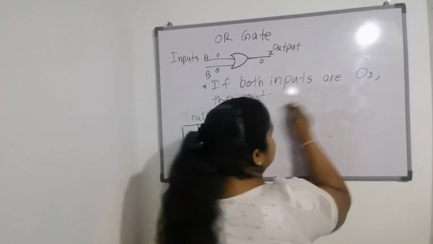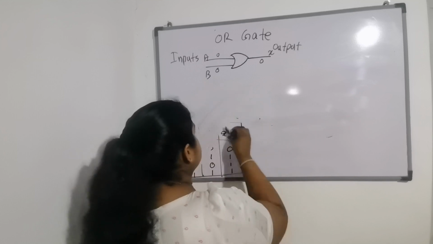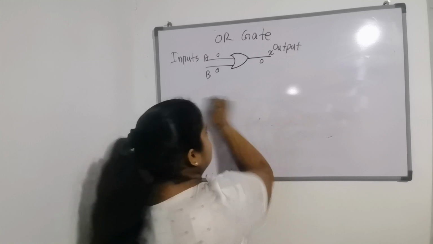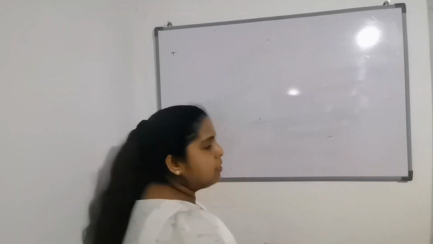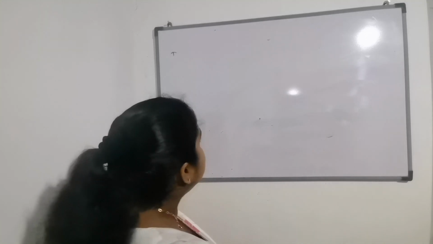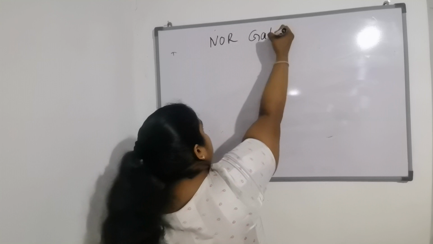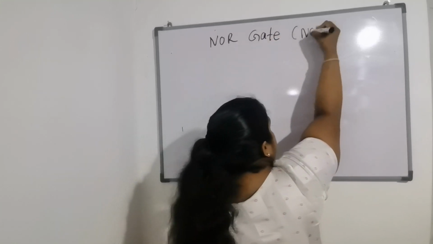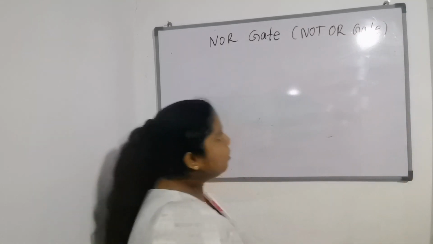Somewhat harder. Right. The NOR gate is like this. You can draw it like this, and here NOR gate, that's known as not OR gate. NOR gate, also known as not OR gate.